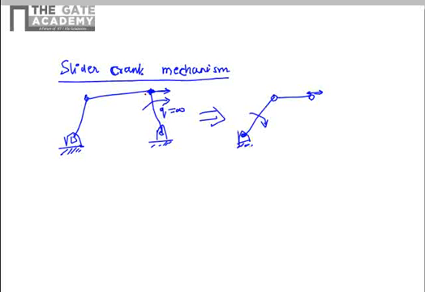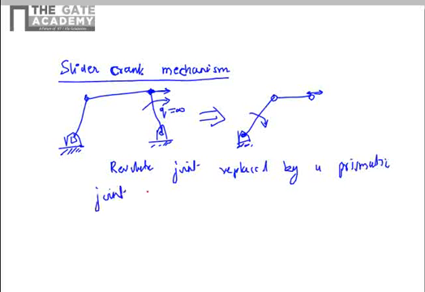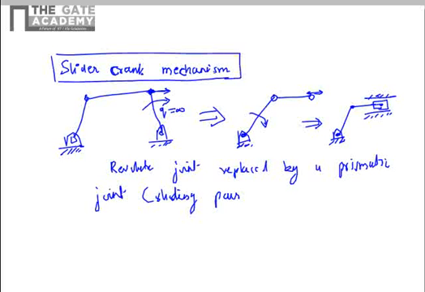And a revolute joint can be replaced by a prismatic joint. Prismatic joint means a sliding pair. So to move one step further, if you replace the rotary joint by a sliding pair here, this becomes a slider crank mechanism.